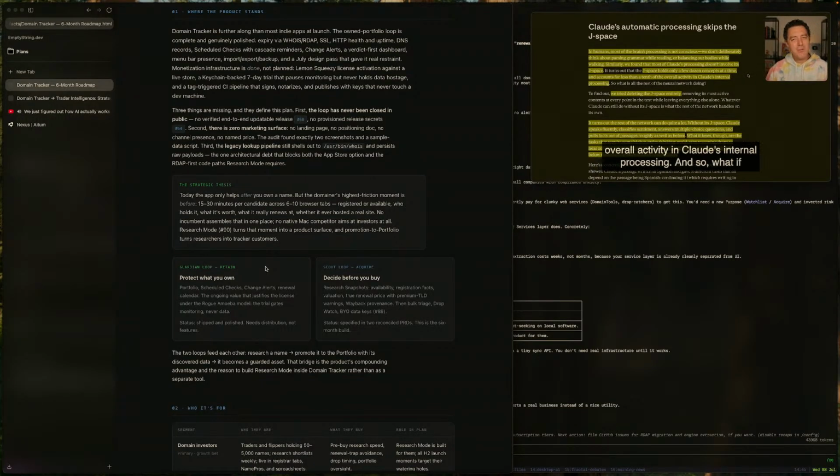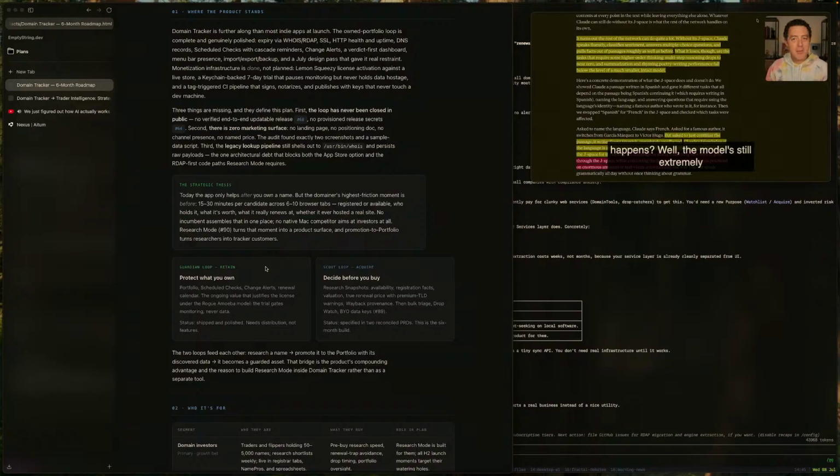And so what if you remove the J-space? What if you surgically just delete the J-space from a model? What happens? Well, the model's still extremely capable. It can speak fluently. It classifies sentiment just fine. It answers multiple choice questions and pulls facts out of passages roughly as well as before.